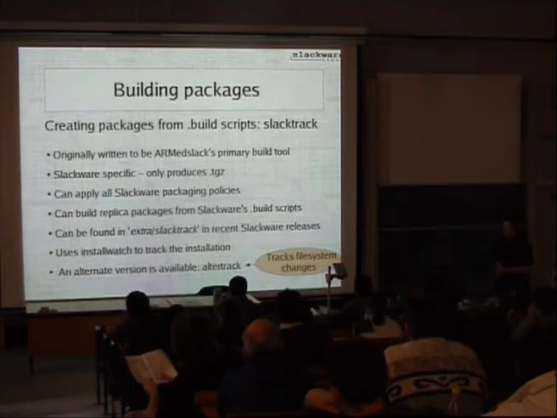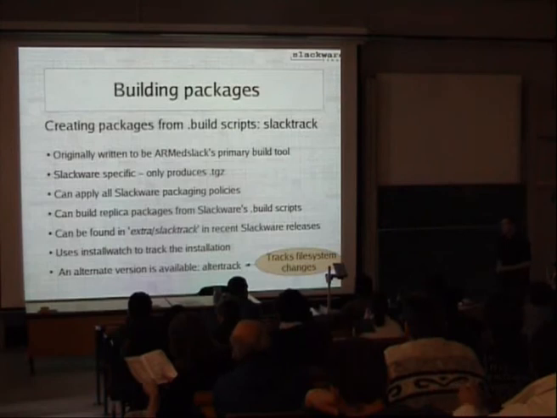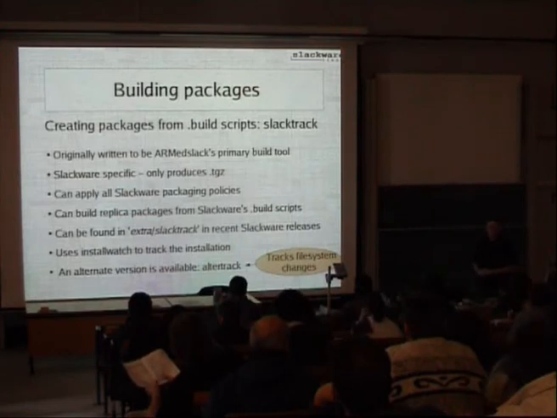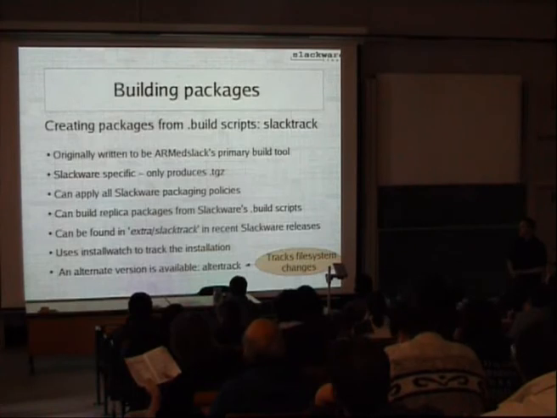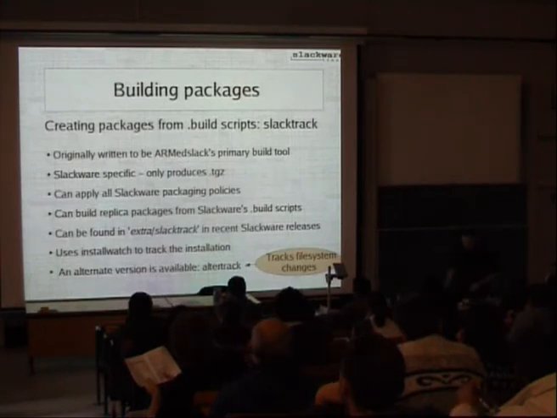So I wrote a version which is basically the same as Slacktrack called AutoTrack. AutoTrack is basically a fork of Slacktrack. It does exactly the same thing, apart from it compares differences on the file system. I'm not going to talk about AutoTrack, but if you're interested, there's some documentation on it. AutoTrack itself is just another script which you'll find in the Slacktrack package.